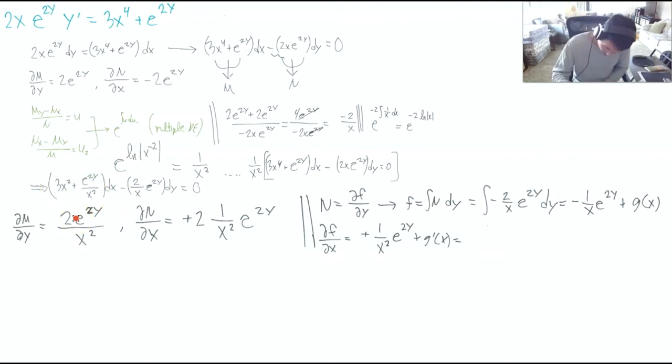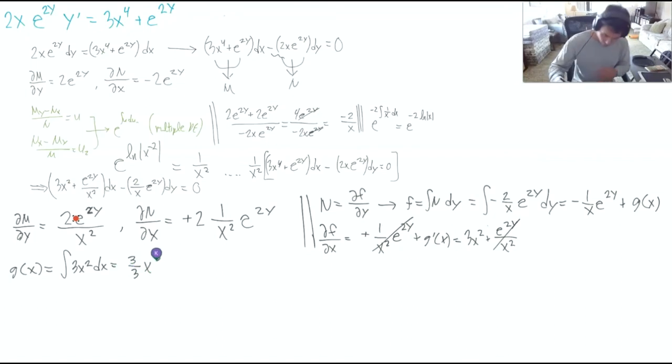So we get that this is equal to 3x squared plus e to the 2y x squared. So as you can see, we have this and this is the same. So then we know that g prime of x is just 3x squared. So if we take the antiderivative of g prime of x, we see that g of x is equal to the antiderivative of 3x squared dx, which is going to be 3 over 3 x to the 3, plus c, which is just x cubed plus c.